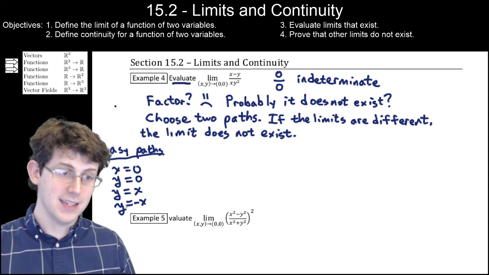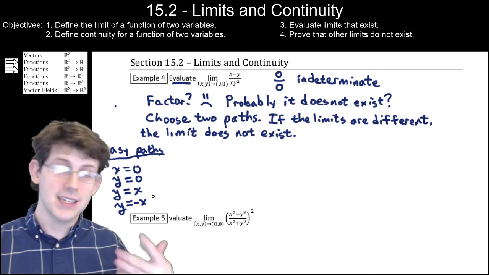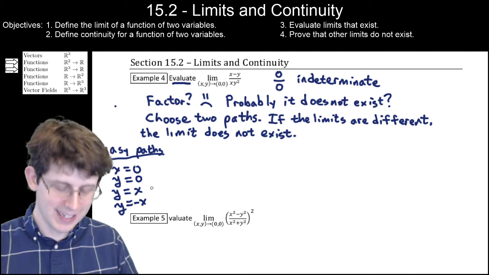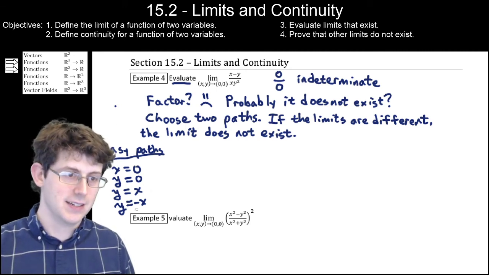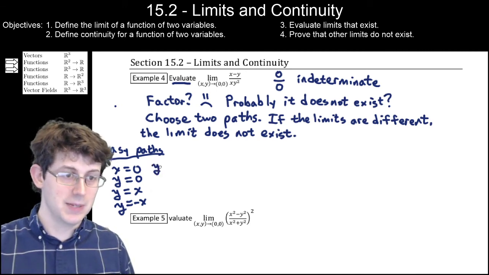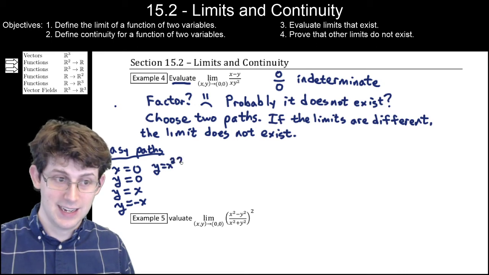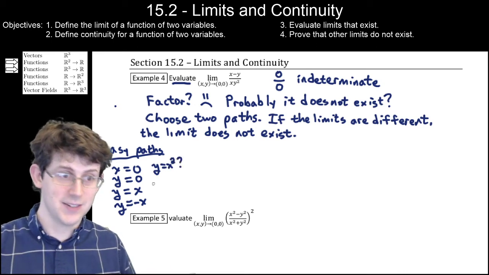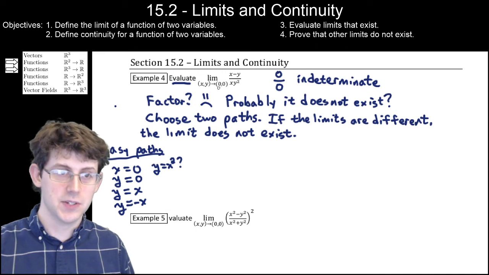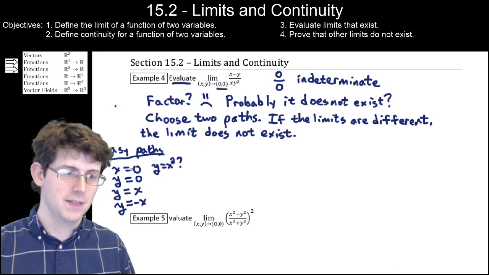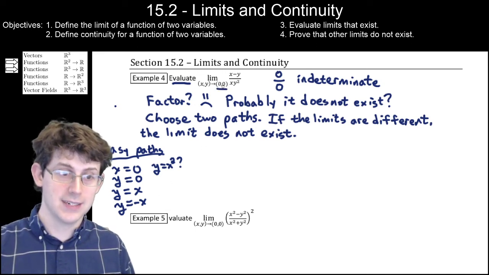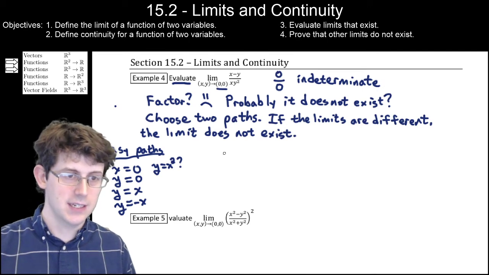If you can't use two of these, then you just keep naming functions that are easy curves that you know. After this, the next tier would probably be y equals x squared. But you can literally use any path as long as it goes through the point that you're headed for. These are all set up so that they head through the point 0, 0. So let's try two of these.